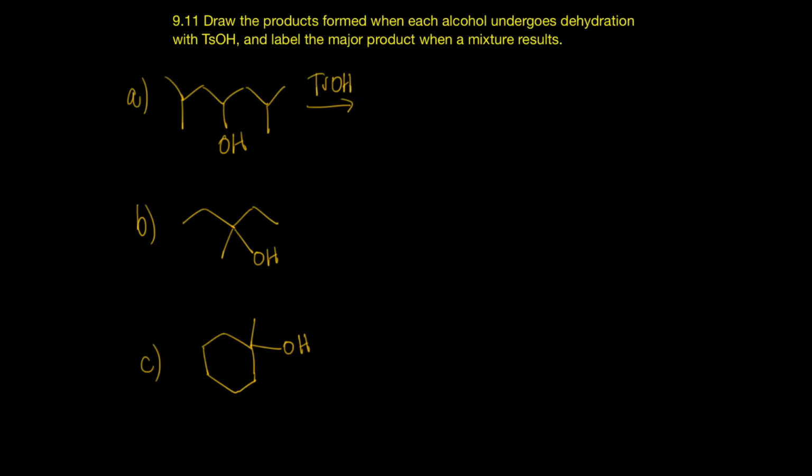Let's get started. In this video, we're asked to solve problem 11 here. Draw the products formed when each alcohol undergoes dehydration with toluene sulfonic acid, TsOH. That's the same thing as H+, which is an acid catalyst. Label a major and minor product. Well, just label a major product when a mixture results.